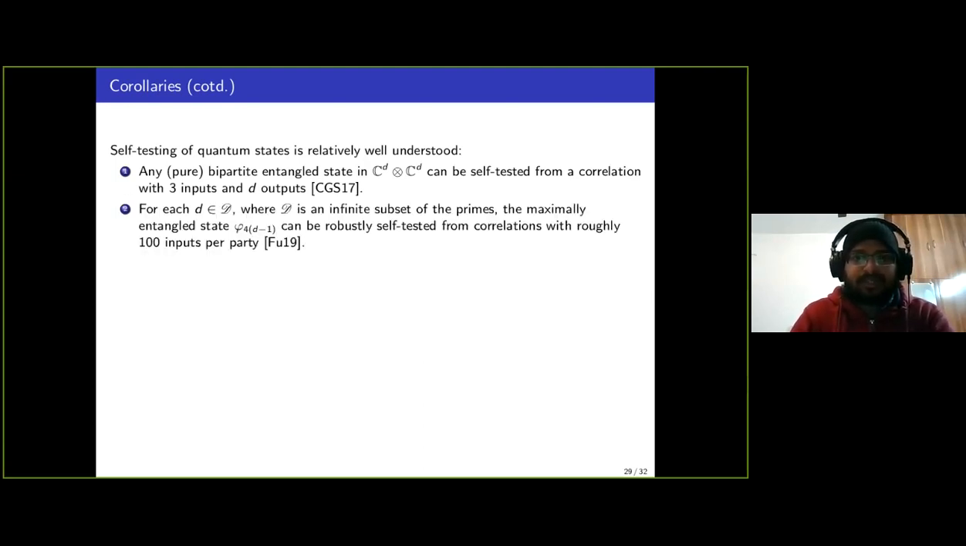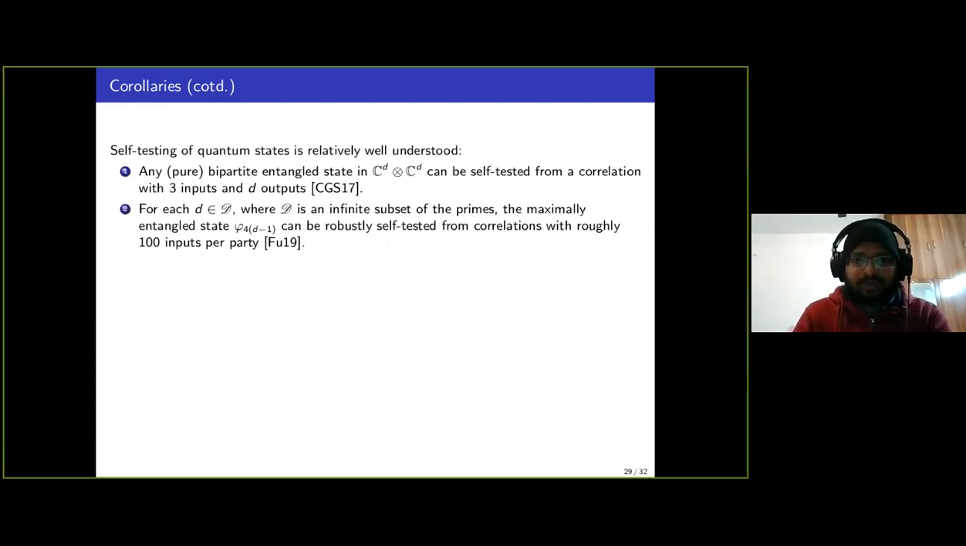And we also know that for each D in some infinite subset of primes, the maximally entangled state of local dimension 4 times D minus 1 can be robustly self-tested from a correlation with roughly 100 inputs per party, which is the result of Wang and Fu from 2019.